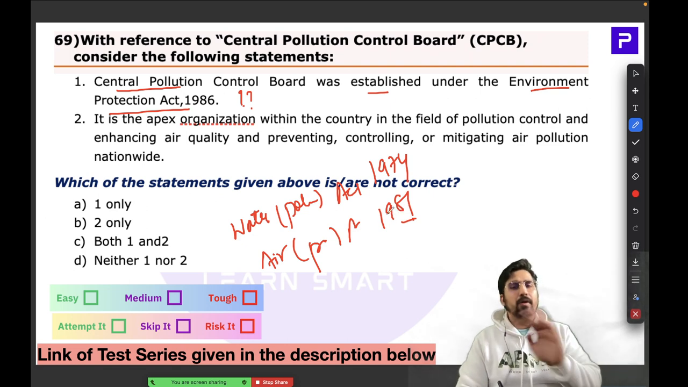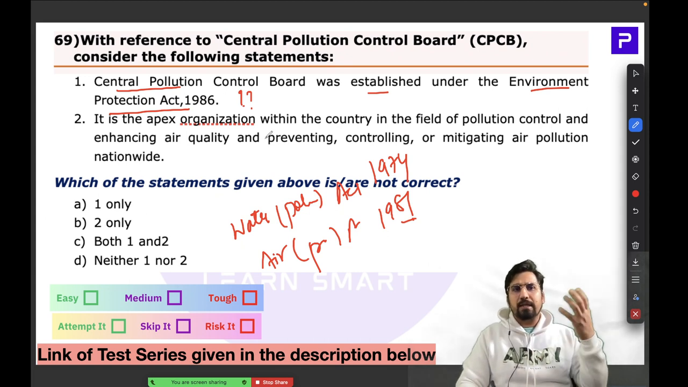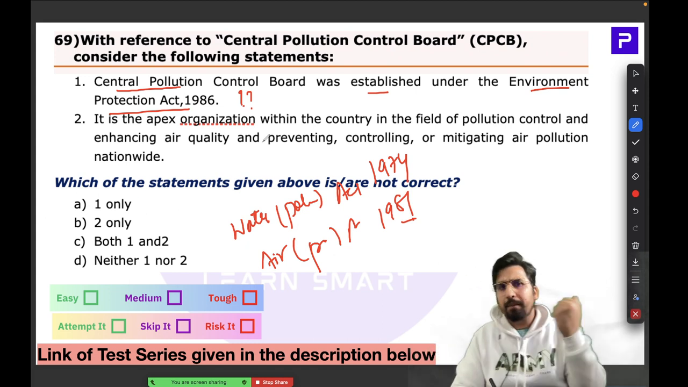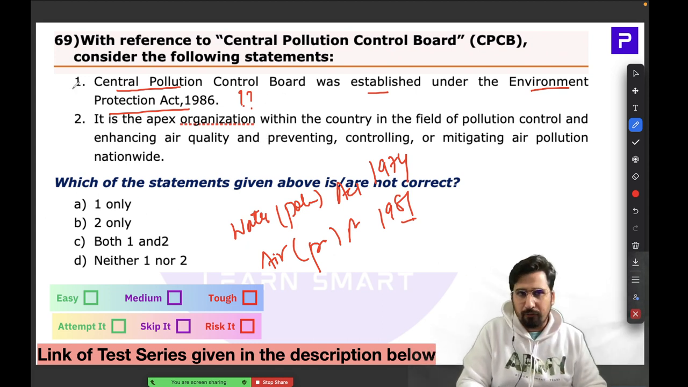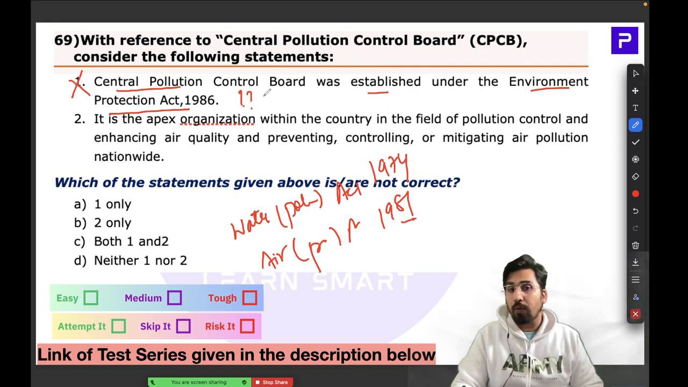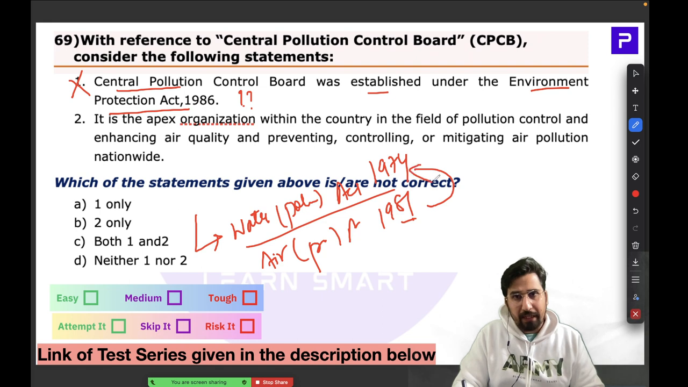It can be, I'm not denying it, but if you go with a bit of conscience, you will understand, okay, we already have the pollution acts, why would it be the Environment Protection Act, right? So if you go by that logic, the first statement needs to be wrong, because the Central Pollution Board was actually established under the Water Pollution Act 74. It has got some powers from 81 also.